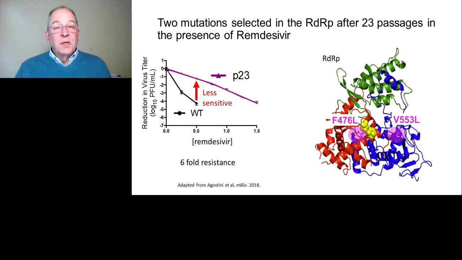And we were able to get some. The other good news is that resistance was limited. It was less than 6-fold. So it was a really limited resistance. As you can see from our passage 23 virus, it was a little less sensitive. And we identified 2 mutations that were responsible in the viral polymerase, which is where we expected to see them. So the question was, these viruses looked like they grew pretty well, so how good were they and how fit were they?